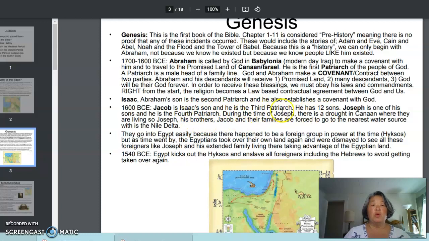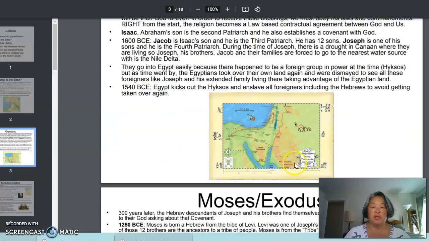When Jacob is old and Joseph is young, there's a big drought in Canaan, and they are forced to go, and I'll show you on the little map, down to the closest water supply, which is Egypt. Because of the Nile, this Nile Delta area here is always fertile. So there's a major drought in this region, and they all go down here into Egypt. So this is how, if you've ever wondered, how did they become enslaved in Egypt with Moses and the Exodus and everything? This is how. They went in during a drought, and then they were kind of trapped there.